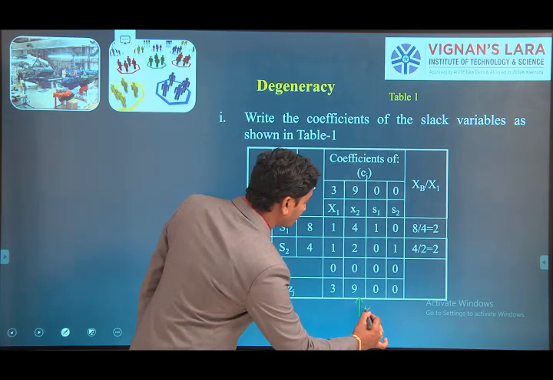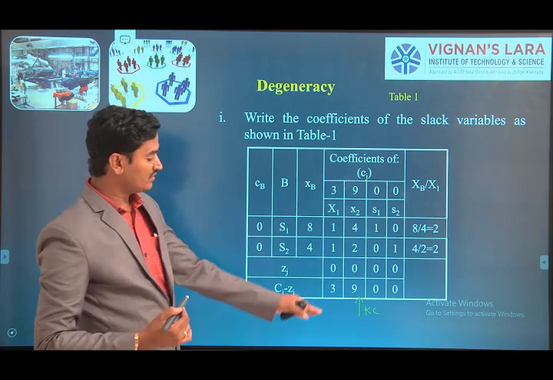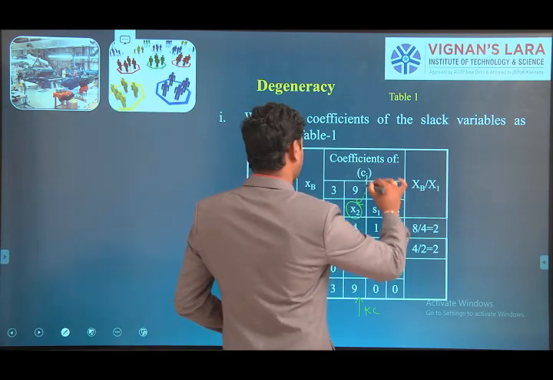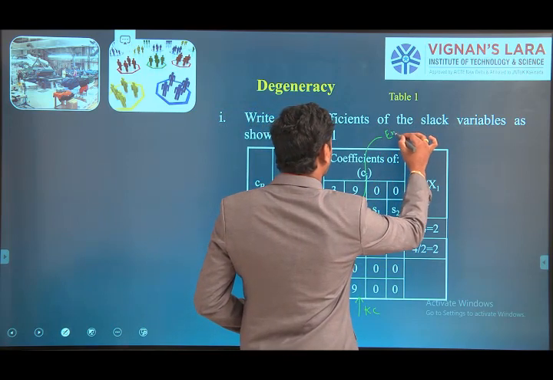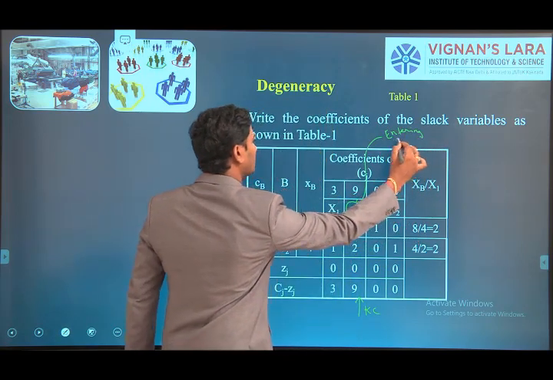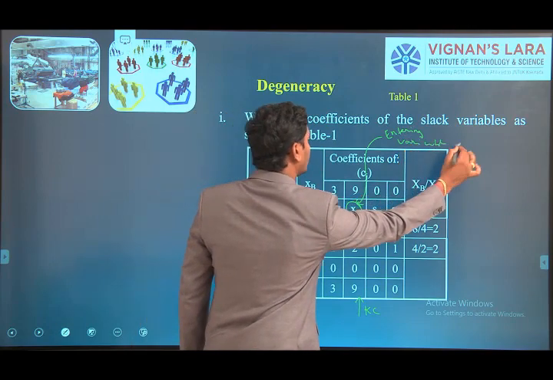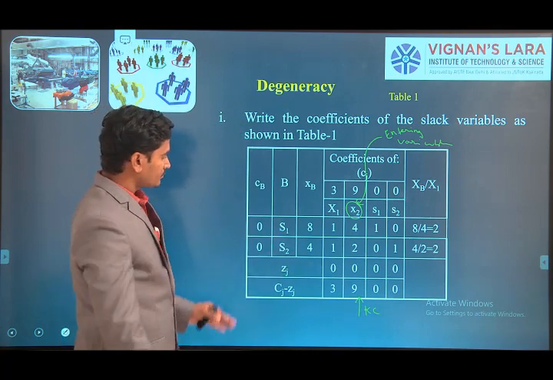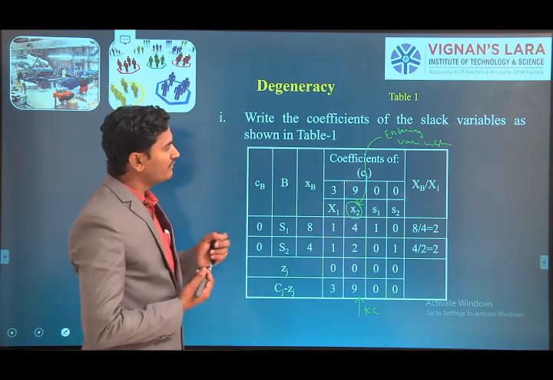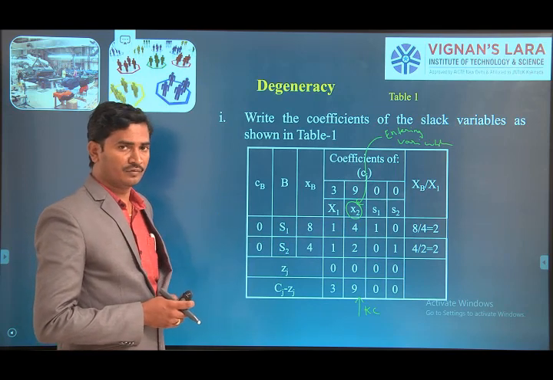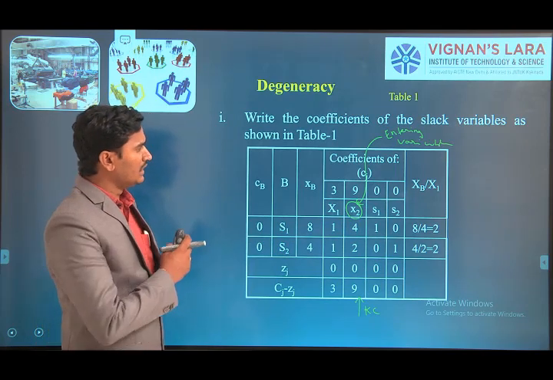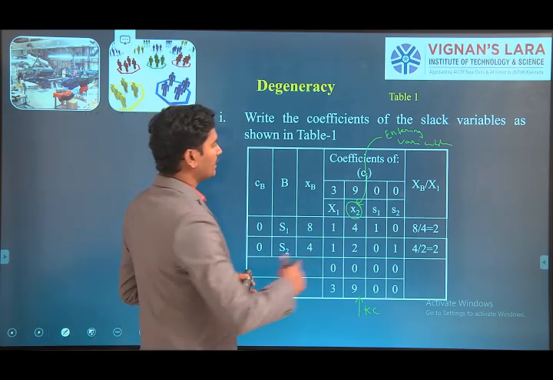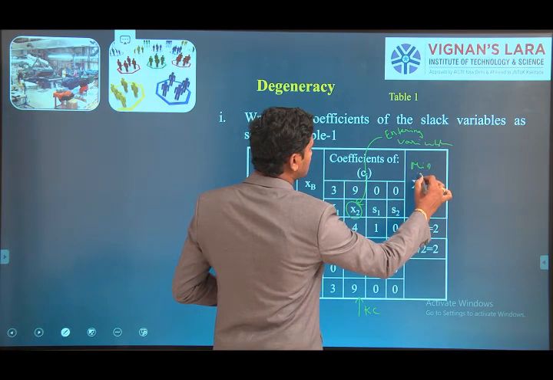So this column is called as key column. In this key column having one variable, that variable is called as entering variable. Now we are going to find the leaving variable and key element. How we find the leaving variable? From the key row we have to identify the leaving variable. The key row is calculated from the minimum ratio. Here the minimum ratio is xb by x1.